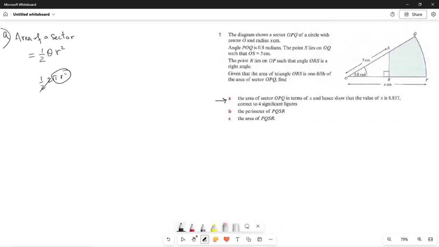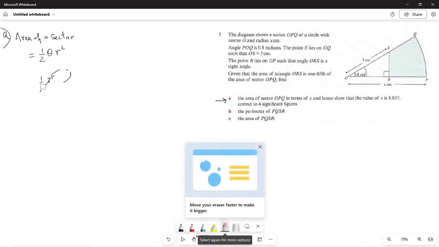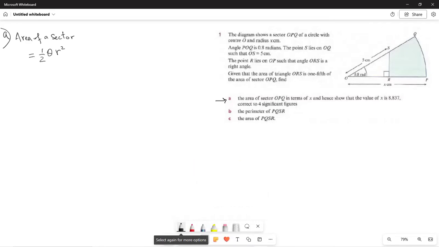Okay, so this is the correct formula. Now back to the question: 1 by 2, and theta is 0.8 radian, and the radius is x. So this is x squared. So it will be 0.4 x squared.